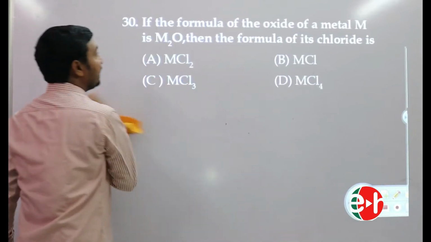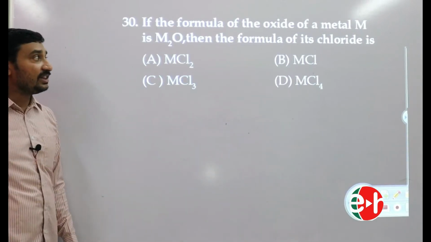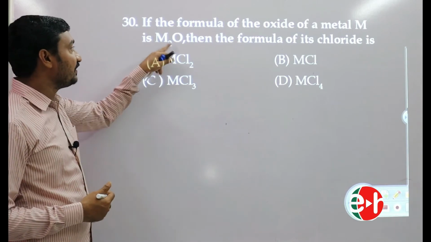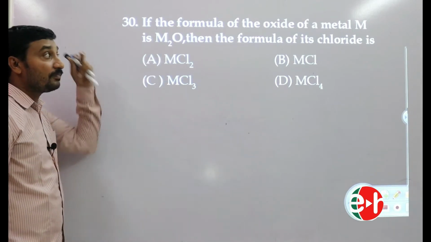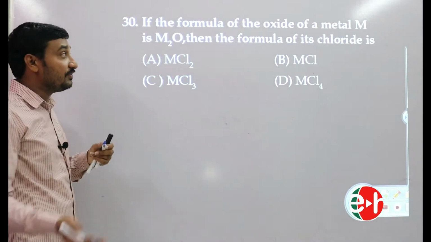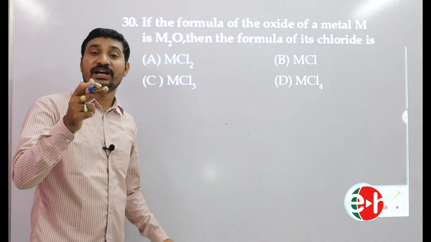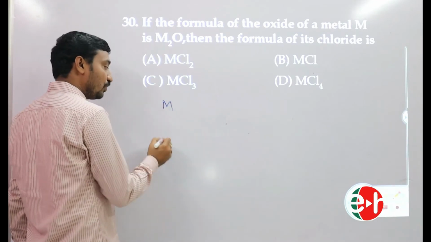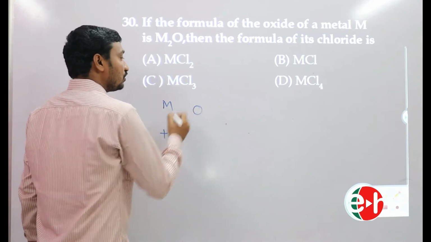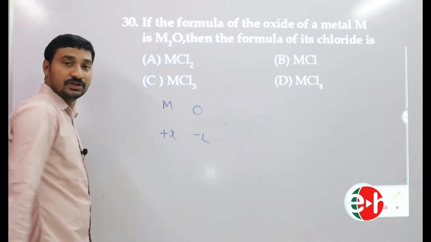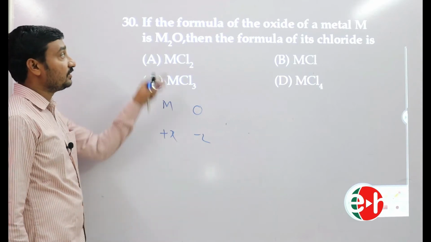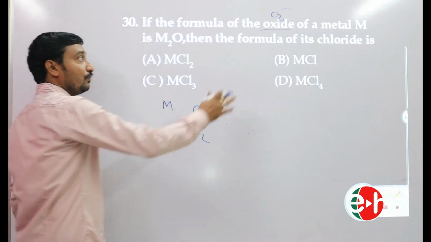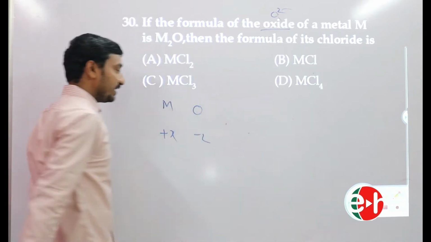The oxide of a metal M is M2O. Then what is the formula of its chloride? Given M2O, the formula of the oxide of the metal, we have already discussed this type of problem. First we have to find the charge on the metal M. We don't know the charge, say plus X. We know the charge on oxygen is minus 2. The oxide ion formula is O2 minus, so minus 2.